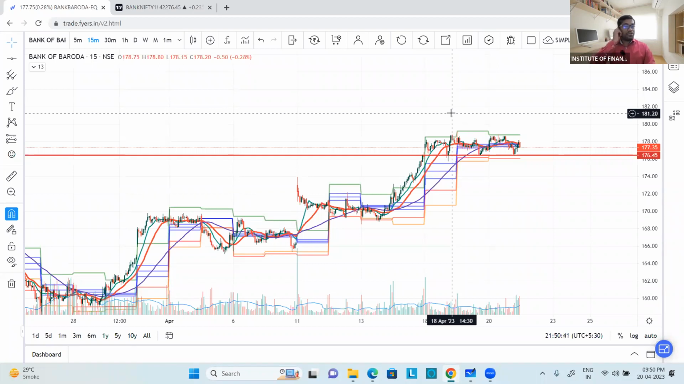In 2008 and 2009, I was overtrading, like I was losing lakhs of rupees per day. A single trade, 2 lakh, 3 lakh.